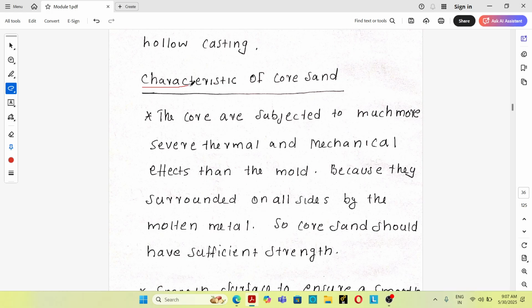So next one, what are the characteristics of core sand? See, we have already discussed in types of sand. One classification of sand is core sand. Core sand is silica sand mixed with core oil. Okay, so what are the characteristics of a core sand?